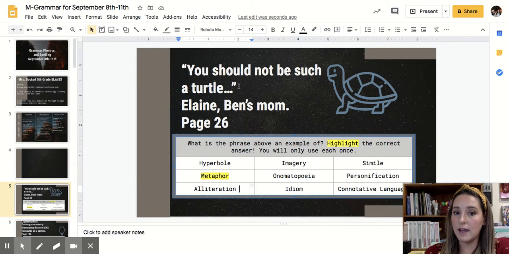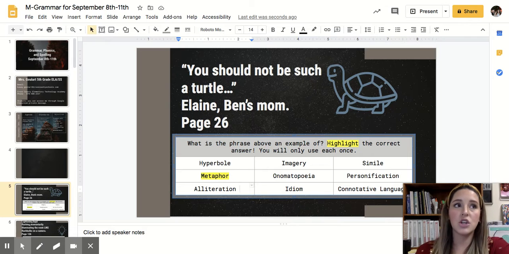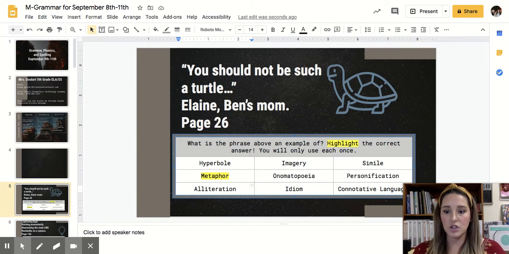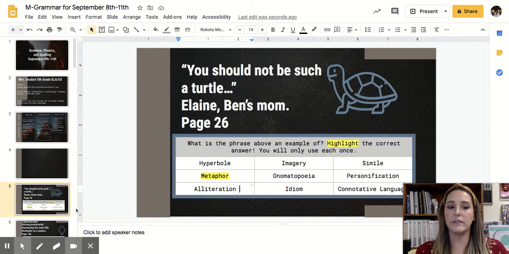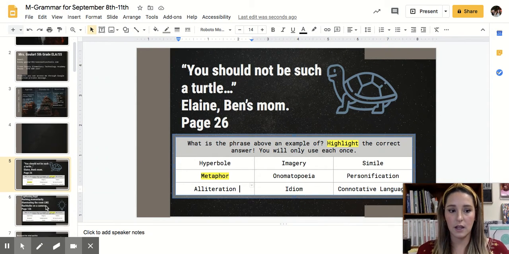Now, what does she mean by that? You shouldn't be such a turtle. What did Elaine, his mom, mean by that? He shouldn't just stick to himself. He should get out of his comfort zone a little bit. Get out of his shell. Stick his head out of his shell and go and make some friends.